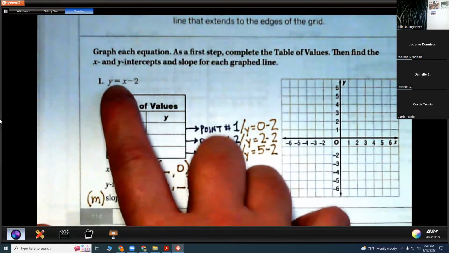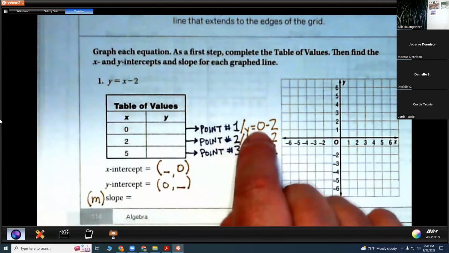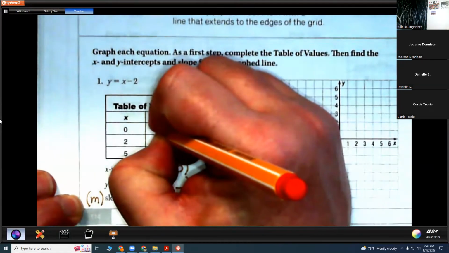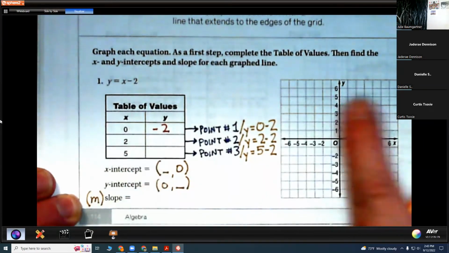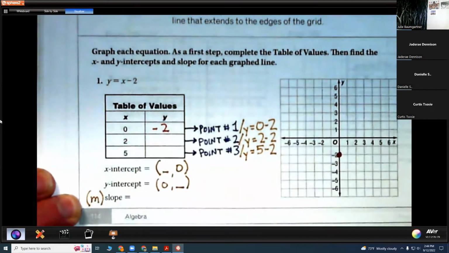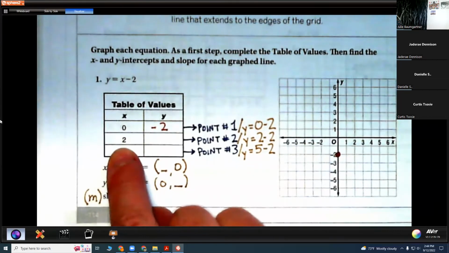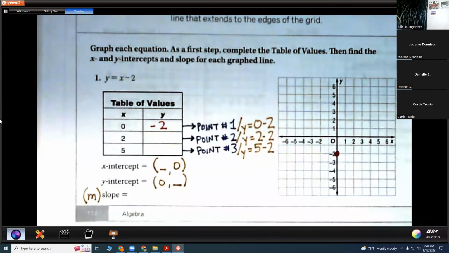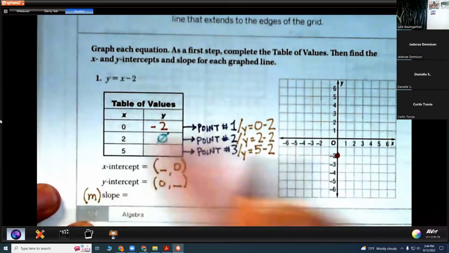So we take our equation, and we say when x equals 0, what does y equal? That means y equals 0 minus 2, so when x is 0, y is -2, so that's our first point: x is 0 and y is -2. All right, when x is 2, then y equals 0 because 2 minus 2 is 0. So that's our next point, (2, 0).